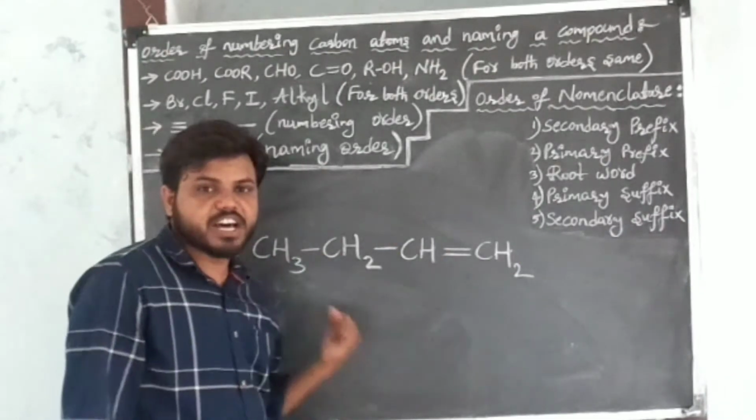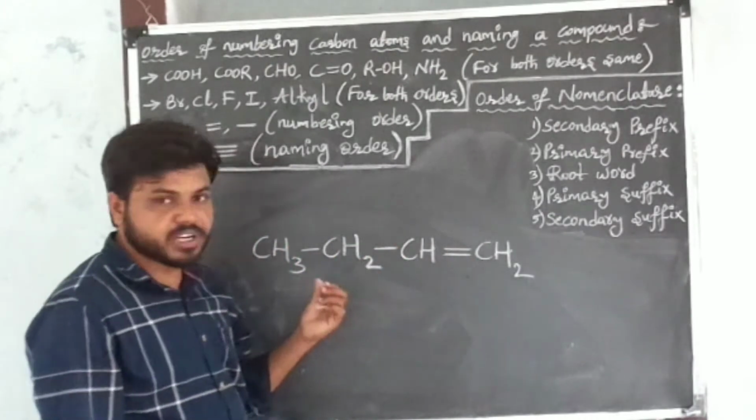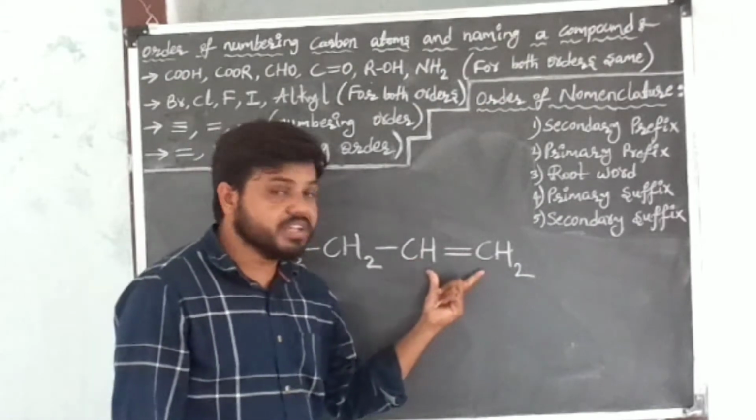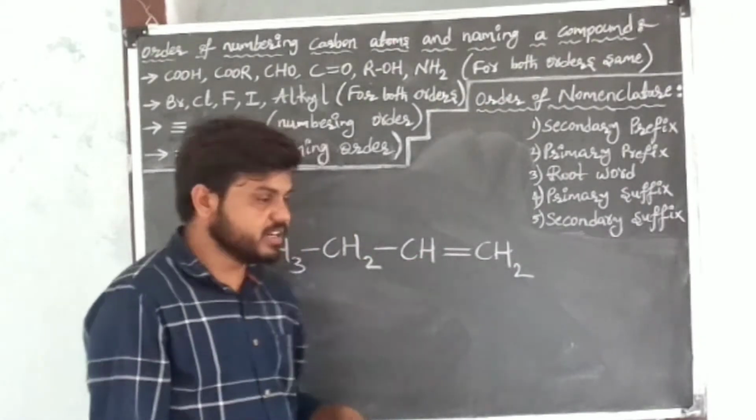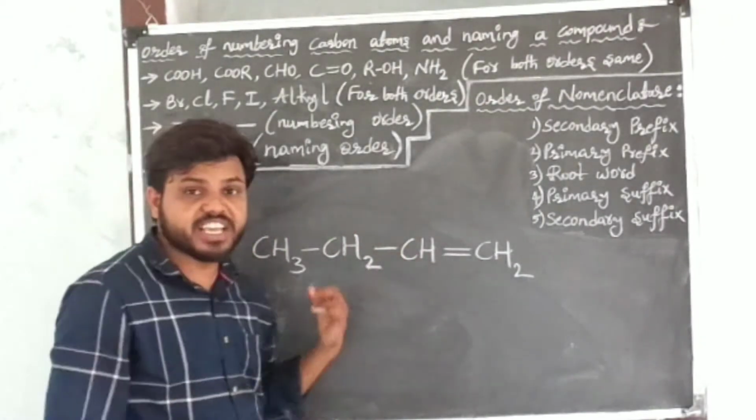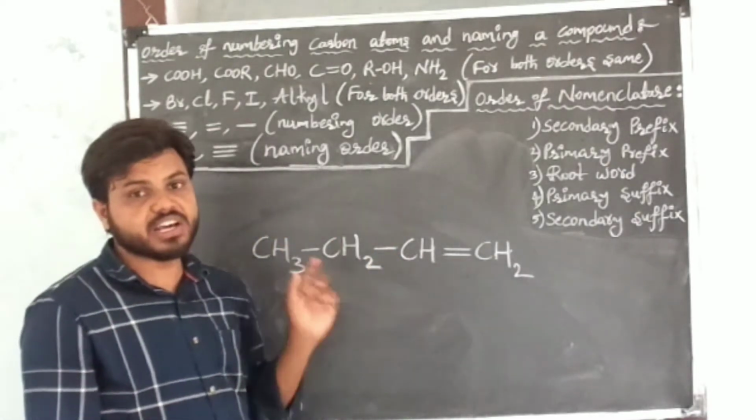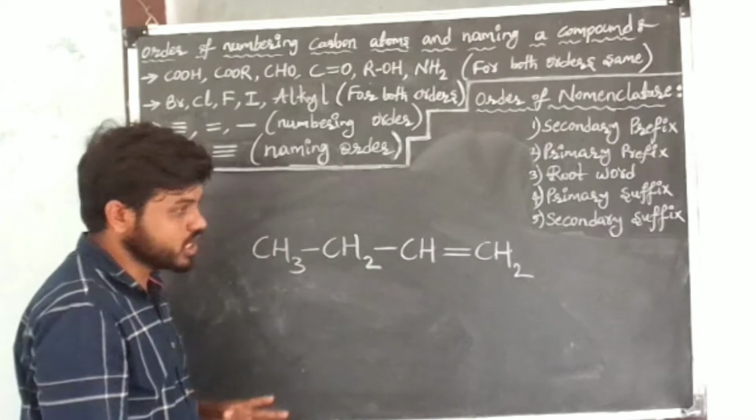This is the given carbon compound. In this carbon compound, one double bond is there between these 2 carbon atoms. Remaining all are single bonds present between every 2 atoms.